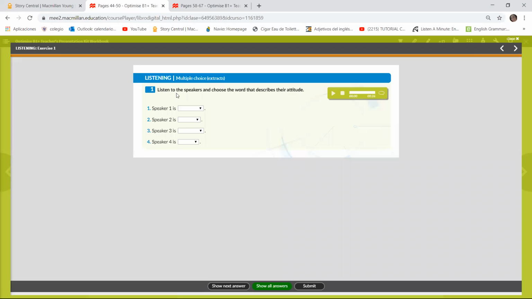Okay, listen to the speakers and choose the words that describe their attitude, okay? You have the speaker 1 and you have here happy or confused. The speaker 2, you have grateful or worried. The speaker 3, you have surprised and sad. And the speaker 4, you have scared and angry. I need that you listen this.